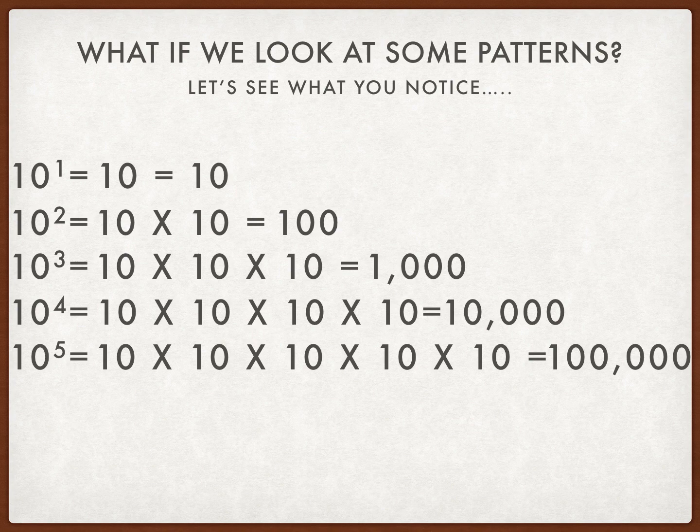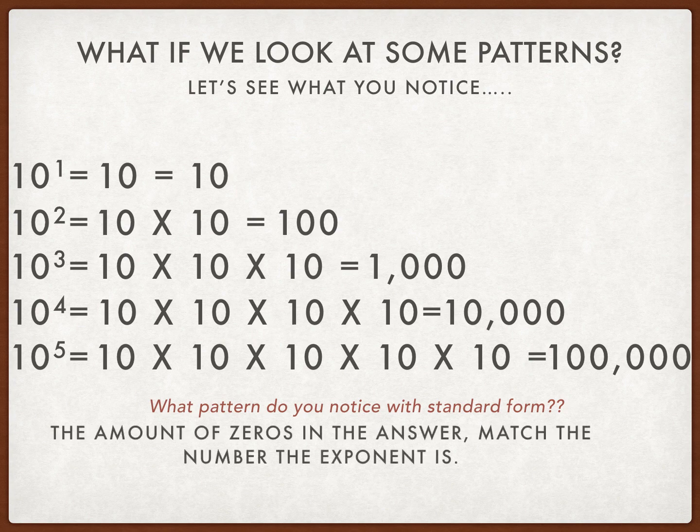So what I want to know is what pattern do you notice with standard form? Look at that very last set of answers: the 10, the 100, 1,000, 10,000, 100,000. What pattern do you notice? What you should notice is that the amount of zeros in your answer actually matches the number the exponent is. So for 10 to the first power, our standard form answer was 10. So it had 1 zero. 10 to the second power standard form is 100. 100 has 2 zeros, and it keeps going.